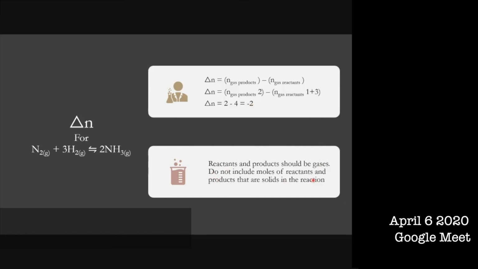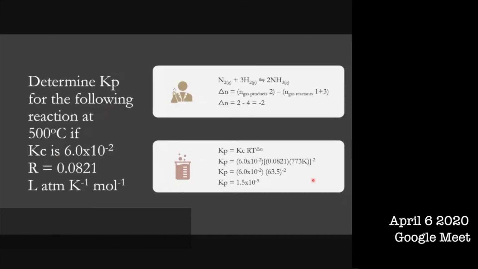I have a sample problem here just for you to see how it works. Determine Kp for the following reaction at 500 degrees Celsius. Mind you, I said the temperature has to be in Kelvin. If 500 degrees Celsius is given, you have to convert it into Kelvin before you solve it. Kc is 6.0 into 10 to the negative 2.